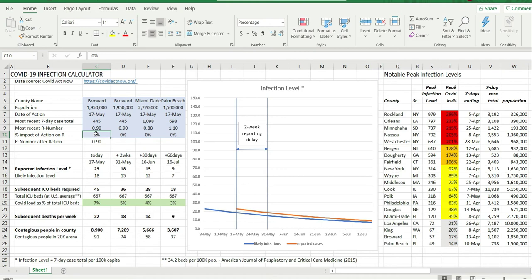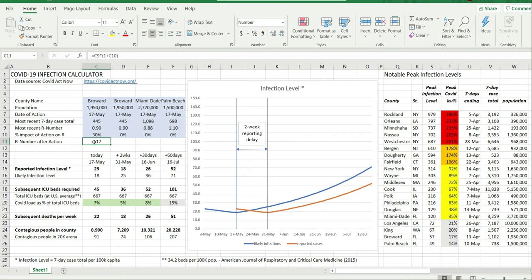So let's say that the actions we take tomorrow are going to raise the R by 30%. So I'm going to go ahead and put that in, and let's see what happens. Well, what it did, it drove the R up to 1.17, right? Because at 0.9, a 30% increase drives it to 1.17. Now, I don't know it's going to be 30%, but it certainly could be.